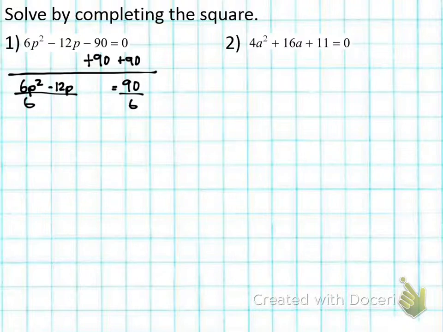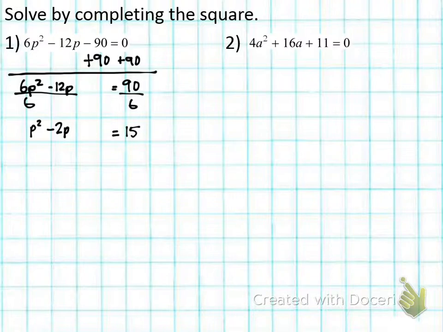So we divide each of these terms on the left by 6 and the right by 6. 6p squared divided by 6 is just p squared. Then negative 12 divided by 6 is negative 2p. And then 90 divided by 6 is 15. Then we can complete the square. A is equal to 1 now, right? So we take half of negative 2.